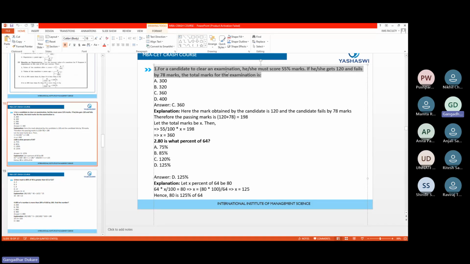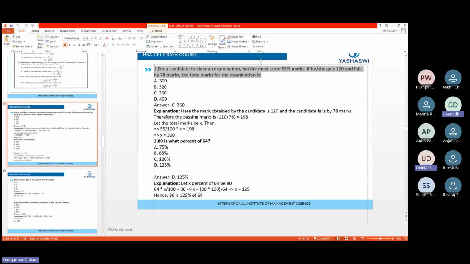For a candidate to clear an examination, he must score 55%. So we write the percentage in the form 55 divided by 100. Likewise, the same kind of questions can come like this: 80 is what percent of 64. Some questions are hard, some are very simple.